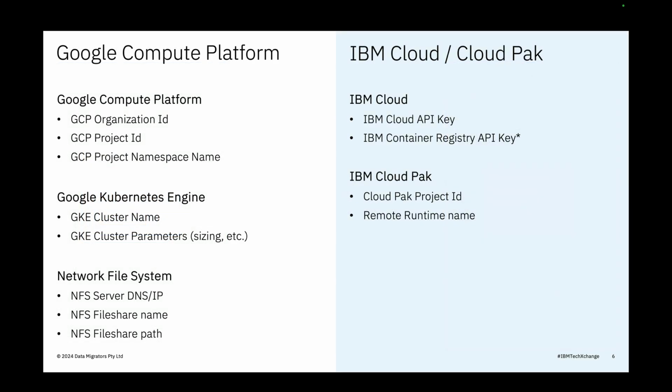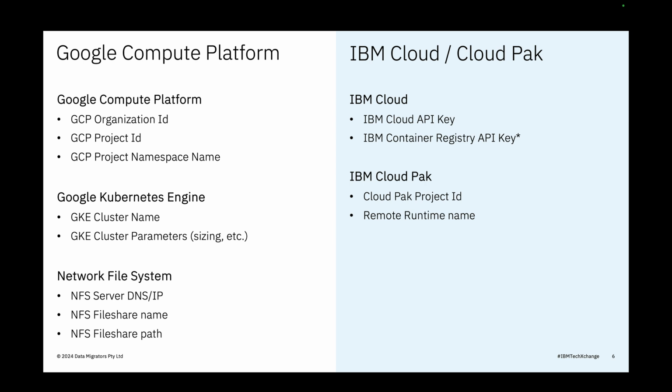All of those bits of information that we need to collect on each side of the equation are listed here. So we'll need to know about our GCP environment: org, project and namespace. For creating the Kubernetes engine, we'll obviously have to give our cluster a name and also some parameters, which are basically sizing values for our Kubernetes engine, and also some parameters that define our network file system.